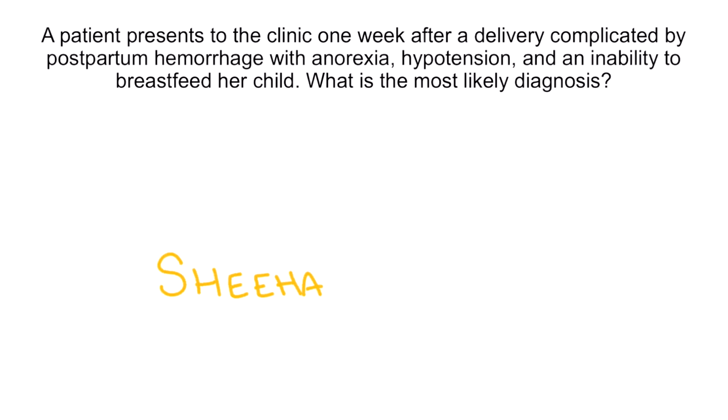All right, this is a classic description of Sheehan syndrome, which is a complication of postpartum hemorrhage that's worth knowing. Sheehan syndrome is the result of ischemia to the pituitary gland. During pregnancy, the pituitary gland becomes enlarged, and its function can be significantly reduced if it doesn't get adequate blood flow during a period of maternal blood loss.